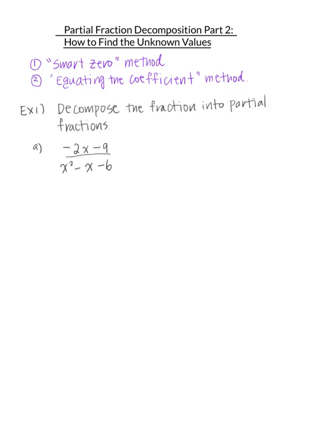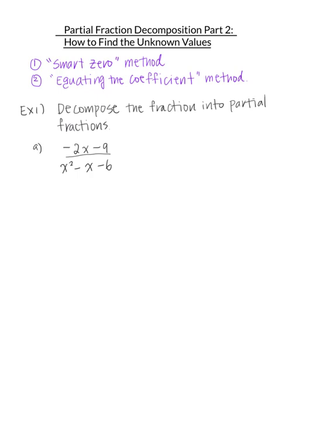Let's go with example 1, decompose the fraction into partial fractions. Part A, we're given negative 2x minus 9 all over x squared minus x minus 6. Step number 1, determine whether this fraction is proper or improper. If it's improper, which means the degree on the top is greater than or equal to the degree on the bottom, then you're going to have to use long division of polynomials. However, in this case, this is proper because the degree on the top is 1 and the degree on the bottom is 2. So we're good to go.